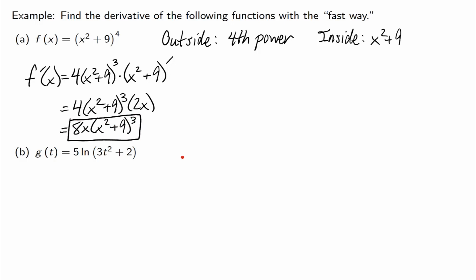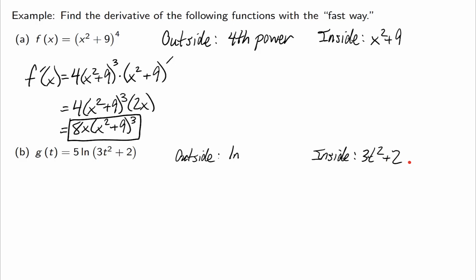Next example. If you think about the outside and you look at the function, you should see that there is just a log here. There's a 5 in front, so I'll let it be part of that, but I'm just going to say the ln thing is on the outside. For the inside, I'm going to say what's inside the parentheses, 3t squared plus 2.